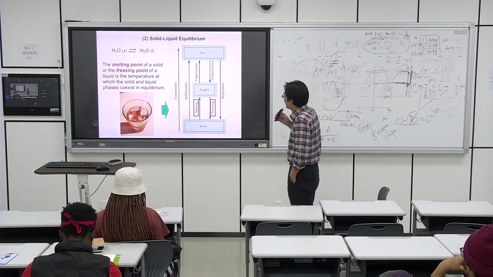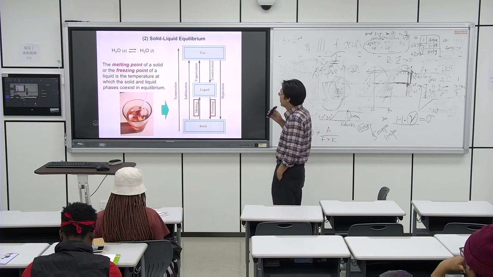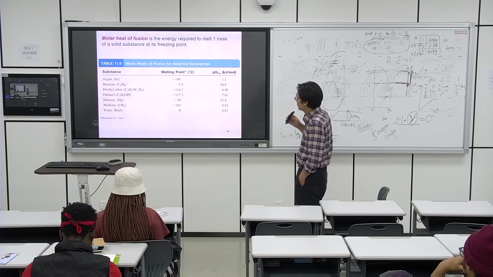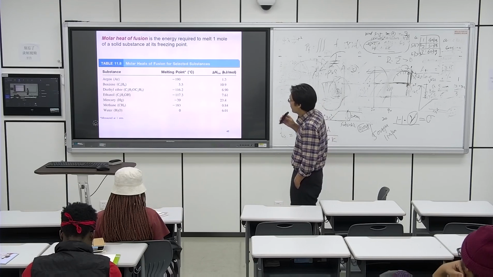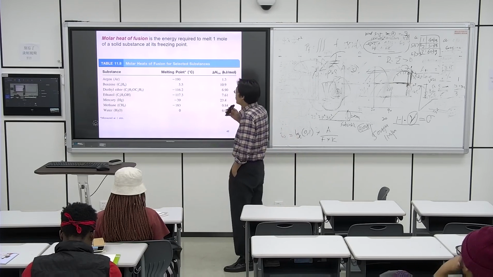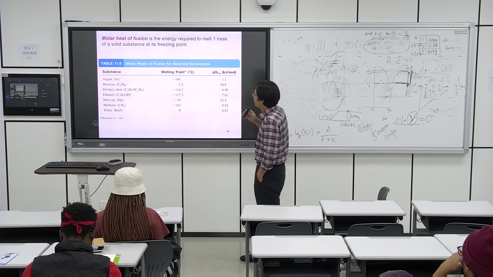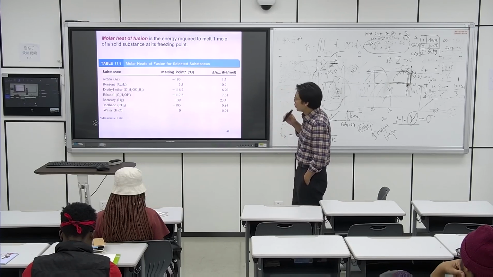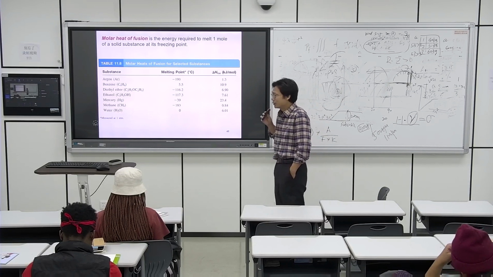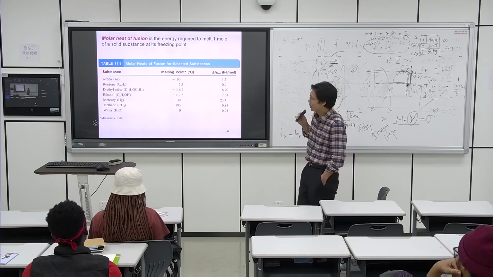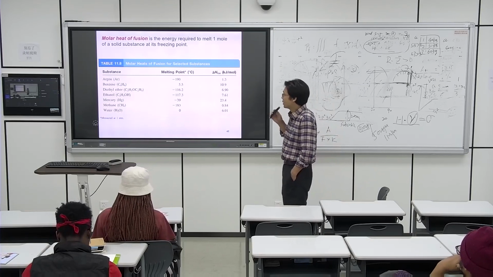And we also introduced the solid and liquid equilibrium. So here is the molar heat of fusion. And of course, when we melt the solid substance to liquid, we need to provide the energy. And this energy is called molar heat of fusion.